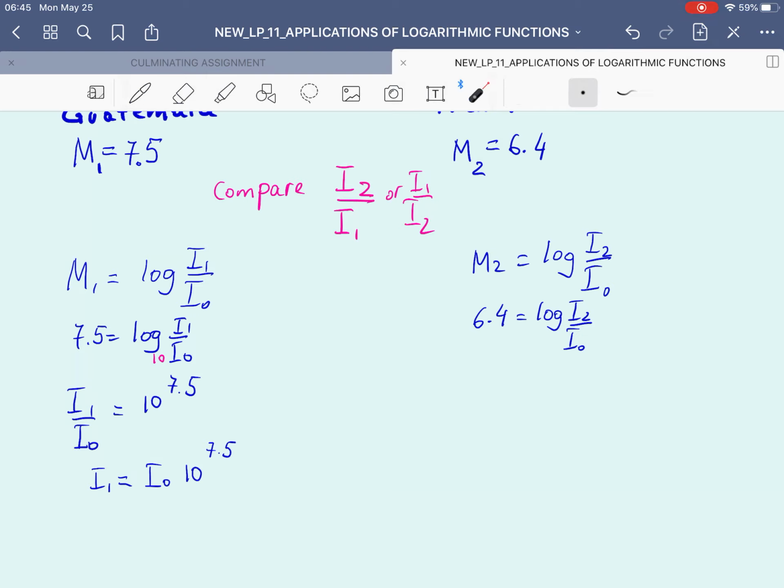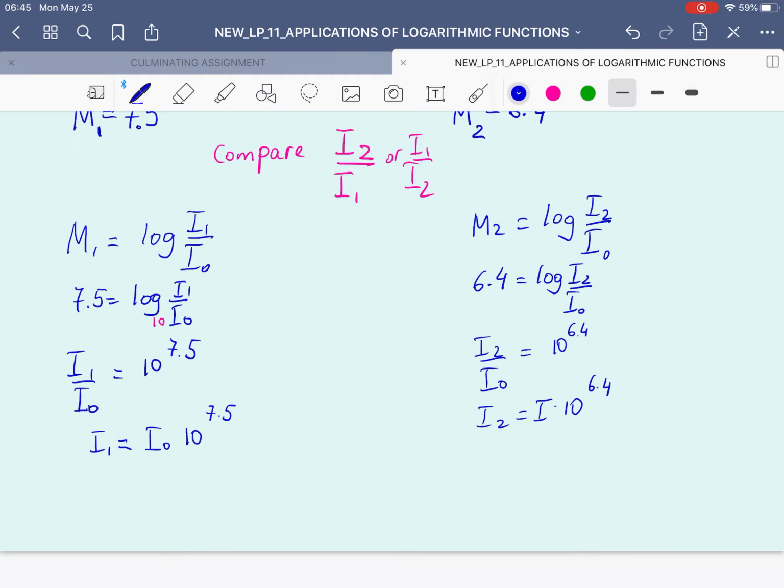Now don't let the I0 that is unknown in here stop you on the way to solving the problem, because we are comparing quantities, so most likely it will simplify somehow. Similar to this, we're going to do the same thing for Maharashtra's earthquake. We're going to say that I2 over I0 equals 10 to the power of 6.4, and that will make I2 equal to I0 times 10 to the power of 6.4.